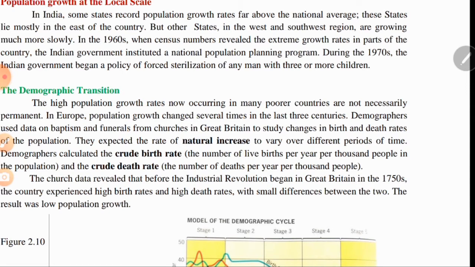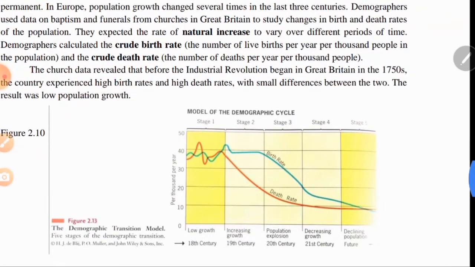And demographers calculated the crude birth rate, the number of live births per year per 1,000 people in the population, and the crude death rate, which means the number of deaths per year per 1,000 people. Then the church data revealed that before the Industrial Revolution began in Great Britain in the 1750s, the country experienced high birth rates and high death rates. With small differences between the two, the result was low population growth.